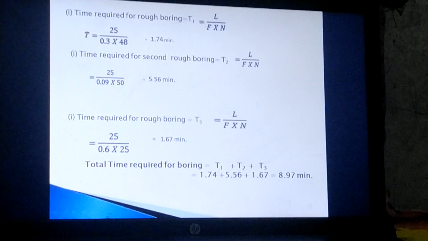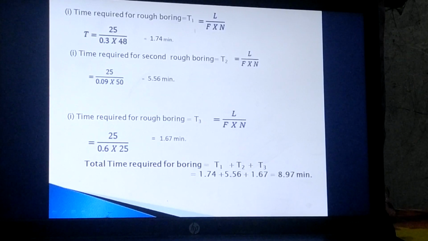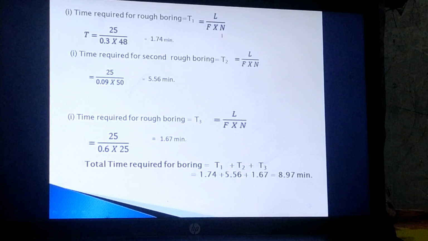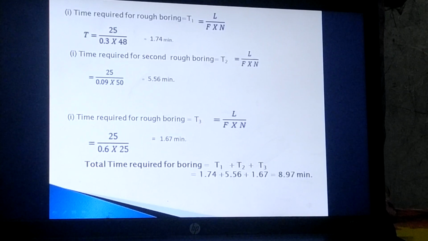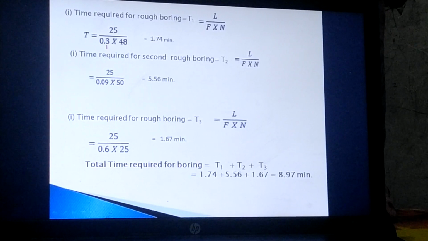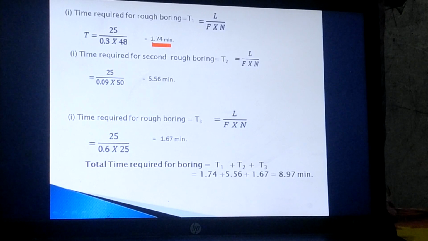Now for the rough boring operation, say time T1, the formula is the same, L by F into N. So we will first calculate the machining time for rough boring, step number 1. We put the values to calculate T1. L is equal to 25, feed which is given as 0.3, and N which was given as 48 rpm for the first step. So it calculates the machining time for rough boring for step number 1 as 1.74 minutes.